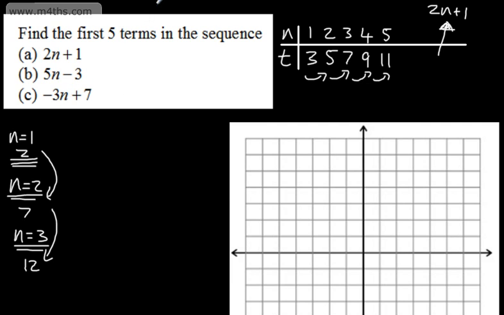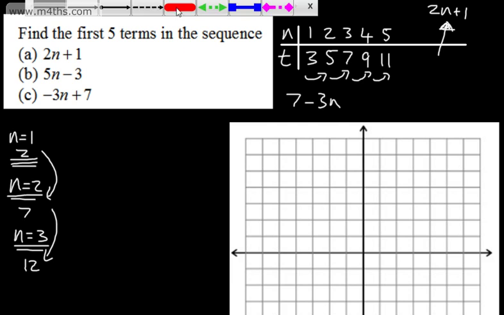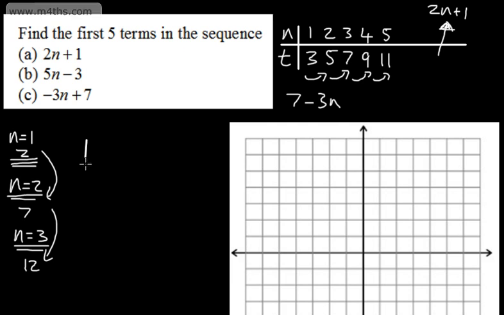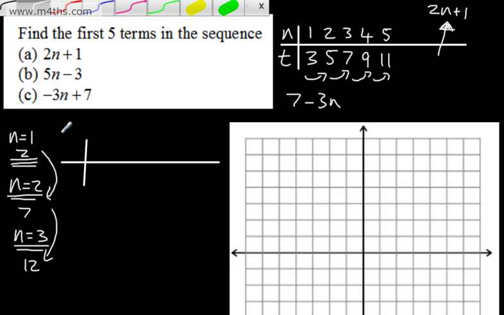This one is interesting. These two have been going up each time, and the reason they're going up is because we have a positive number in front of n. This one has a negative number. This sequence could be written as 7 minus 3n. It's exactly the same as negative 3n plus 7. What we're going to do is just go ahead and draw up the table and put in the values. So I'm going to have n, and I could have carried on for 2 more with that. Hopefully you see where we go.